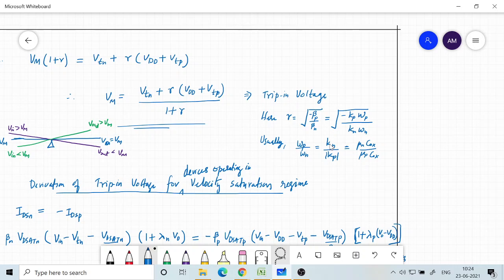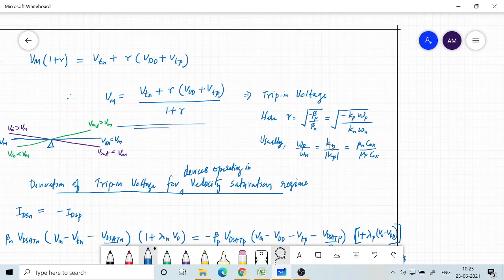So like in an intrinsic material, I think mu n is something like 1300 in the standard units, whereas mu p is something like 500. So 1300 by 500, we can see that it is something like 2.5 times or close to 3 times larger. Therefore, in order to counter that difference, the design is done in such a way that Wp is greater than Wn by the same amount. Okay, we will see that later.